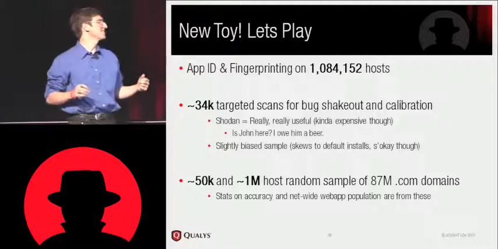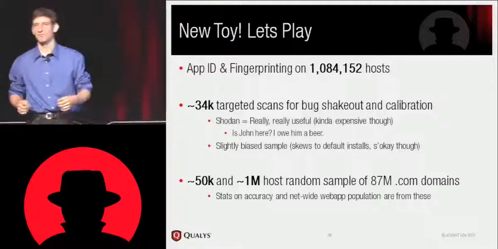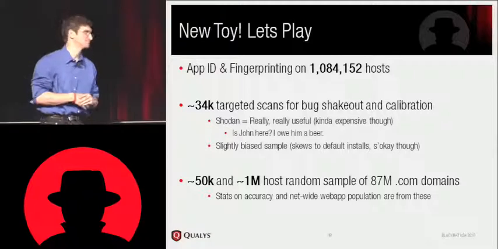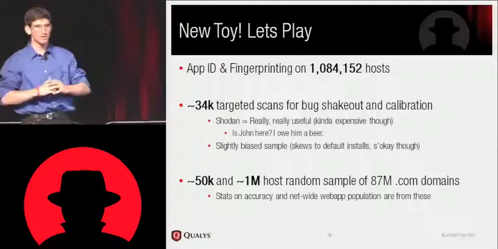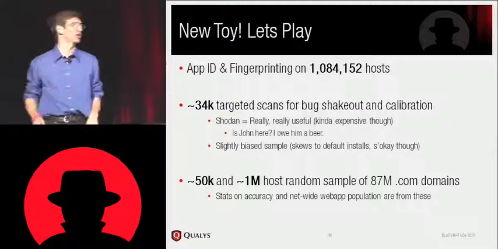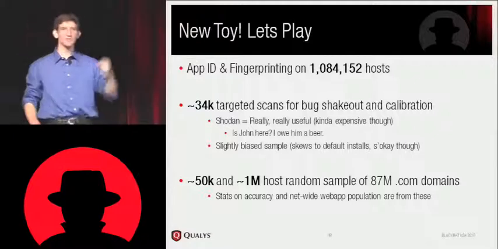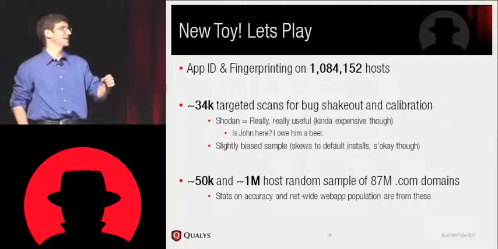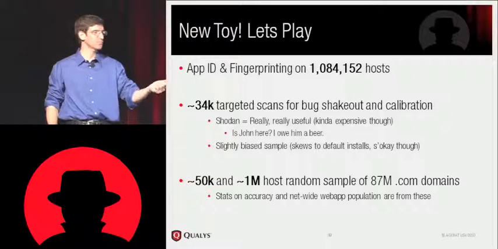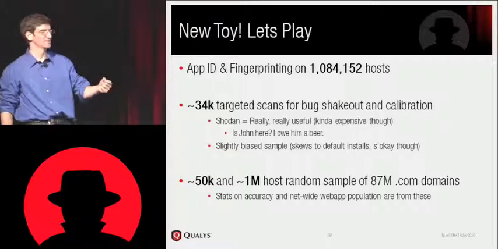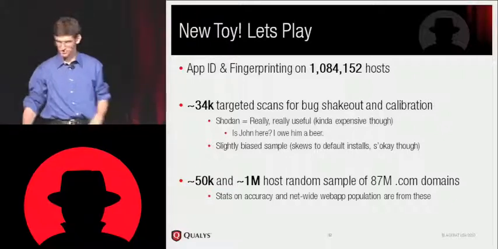Okay. Then got a dump of 87 million .com domains. And said, OK, let's go and do app guessing and then fingerprinting on all of those. So discover if there is a supported app there, and then go ahead and fingerprint it and see what version's there, and take the results from that and see what interesting stuff cropped up.